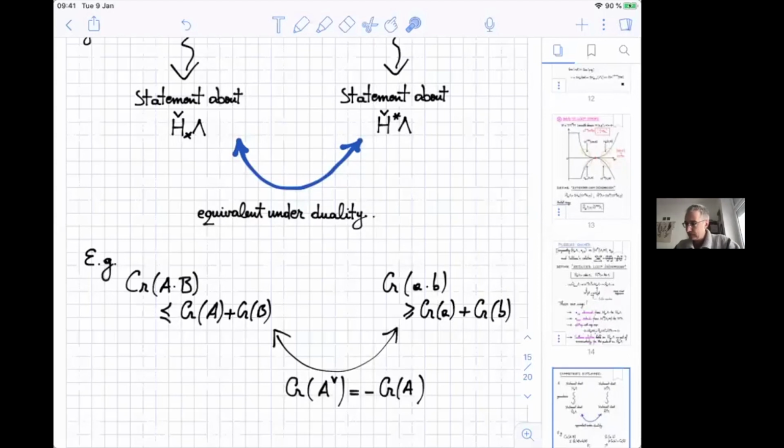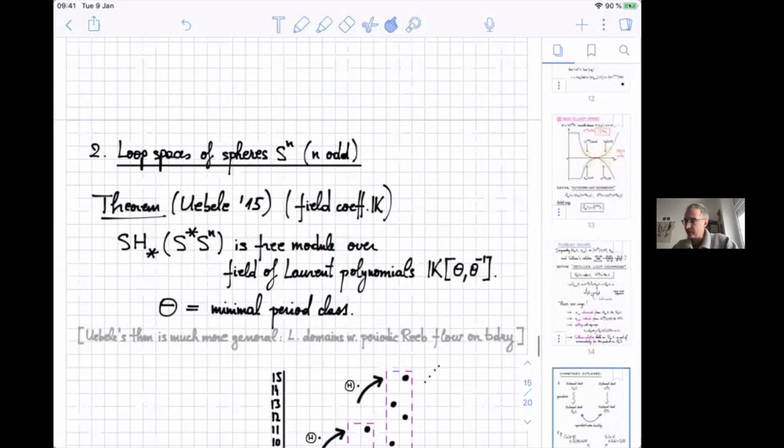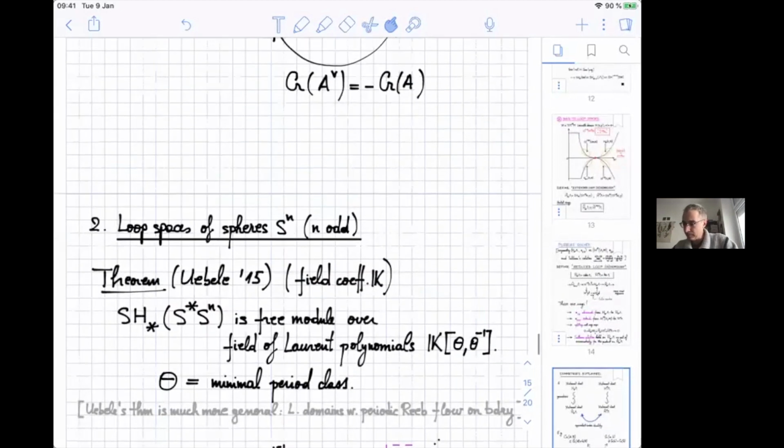And finally, I mentioned the symmetry, in the case of spheres, between the structure of the homology of free loops and the structure of the cohomology of free loops. So I want to revisit that in the light of the following theorem of Ubele. Peter Ubele was a PhD student of Kai Cieliebak. In the particular case of spheres, it says that this Rabinowitz-Floer homology is a free module over a field of Laurent polynomials in theta and theta inverse, where theta is that minimal period class.